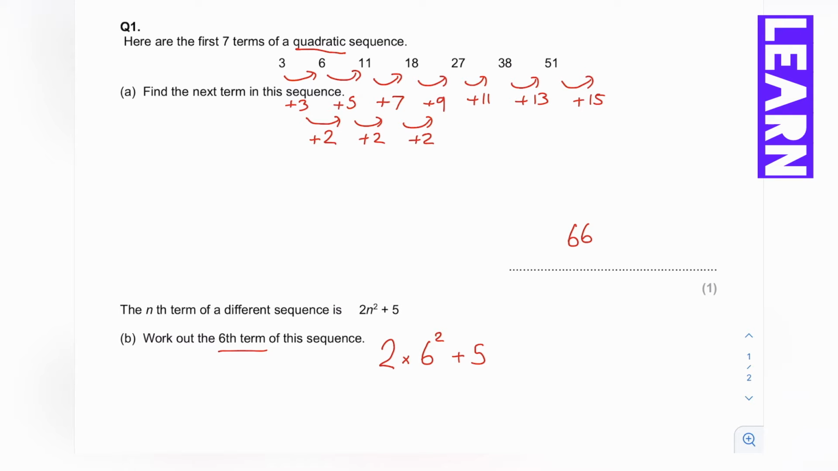Now we just complete this calculation remembering our order of operations. So we need to work out our 6 squared first. So this is 36. Then we complete our multiplication. So that's equal to 72 plus 5, which then equals 77.